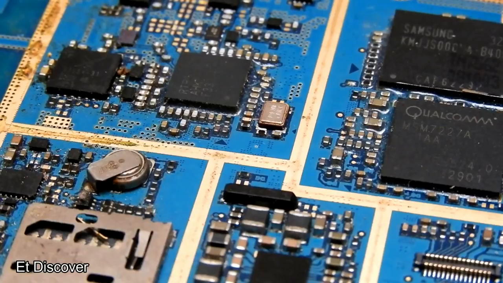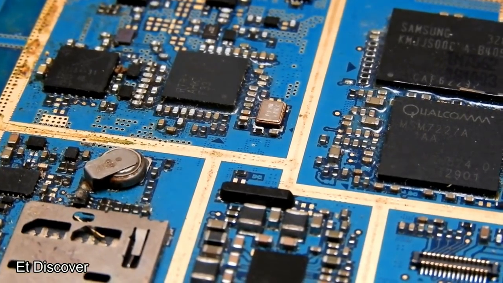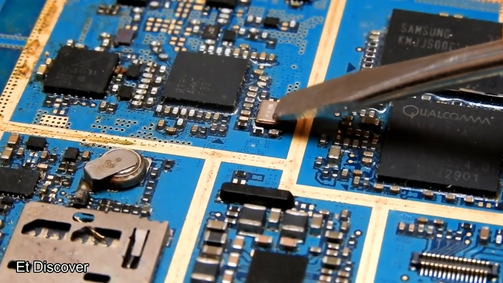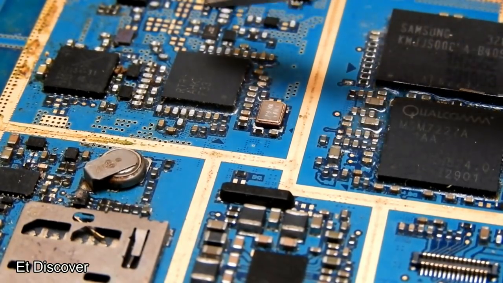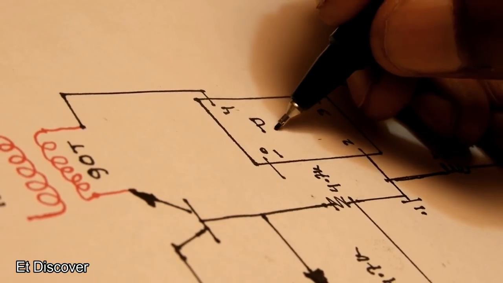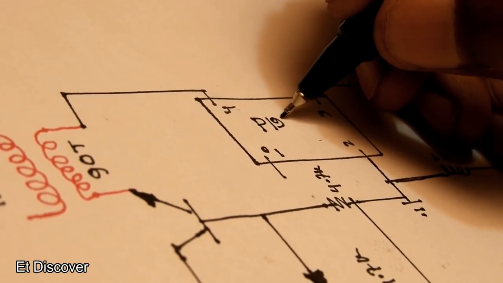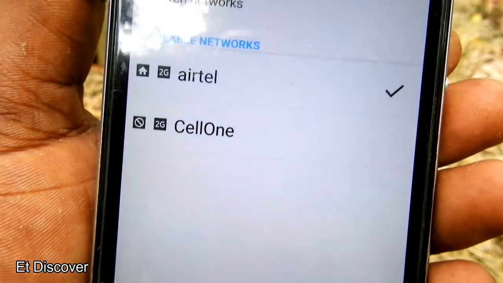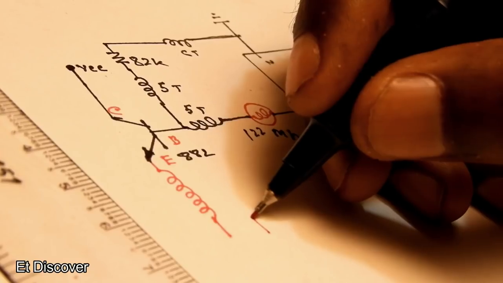I got this 4-pin crystal oscillator from my old phone. This oscillator can build up to 24 MHz frequency. But unfortunately, this is a 1920 MHz crystal. It works only for 2G and 3G.